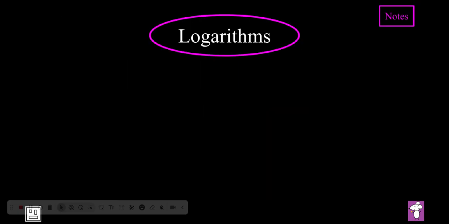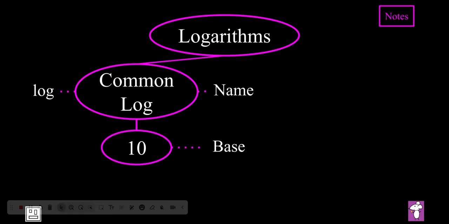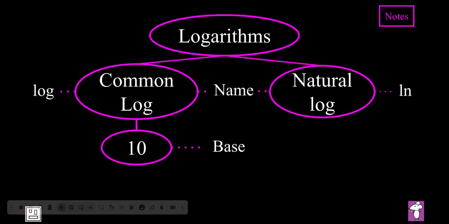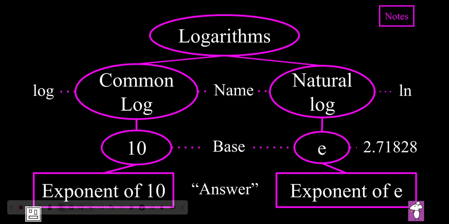Now, there are two main logarithms. The first is the common log. Its symbol is just log, and that's base 10. The other is the natural log, and its symbol is ln, and that's base Euler's number, e, much like pi. It's an irrational number in that it doesn't repeat and keeps going like pi. The answers to both of these will be exponents of their base.